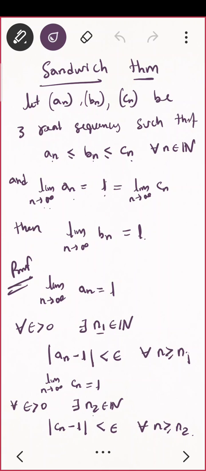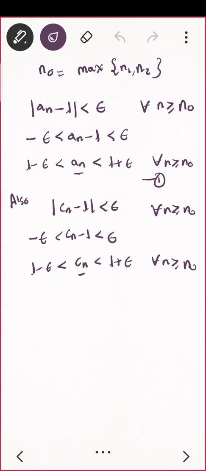Do you see I have not used something? I have not used this. Do you agree? I want to use this thing. To use this, I need an and cn separate. So that is what I am having. Now from this is equation 2, and we are having an is less than or equal to bn is less than or equal to cn, correct? This is what I am having.